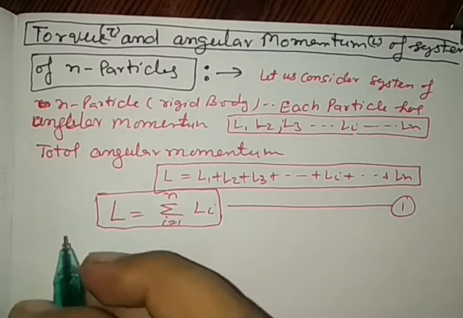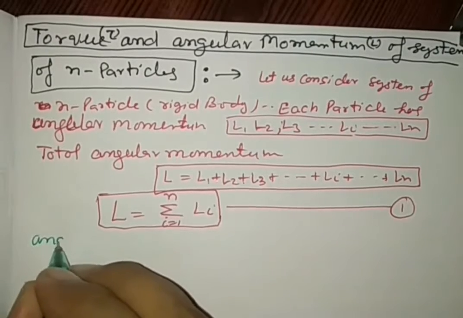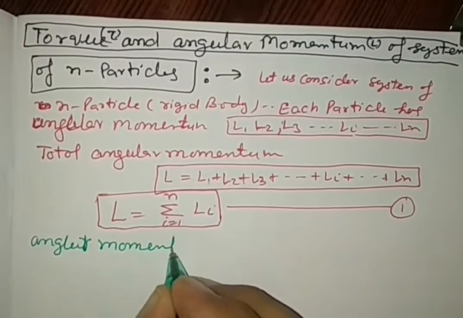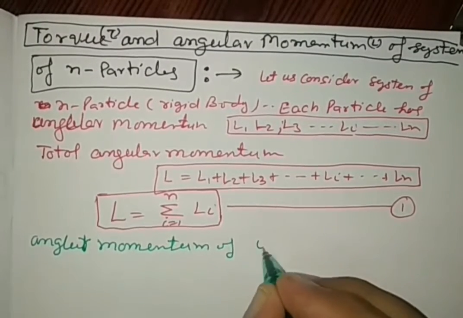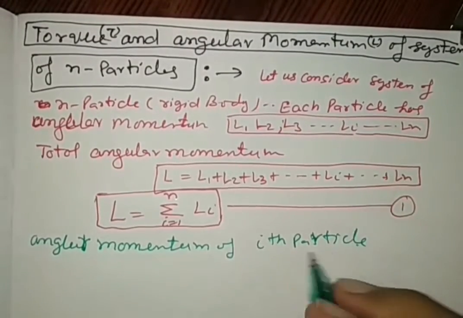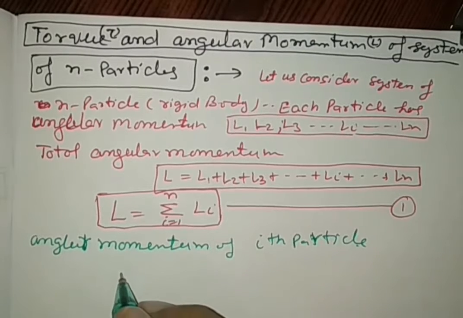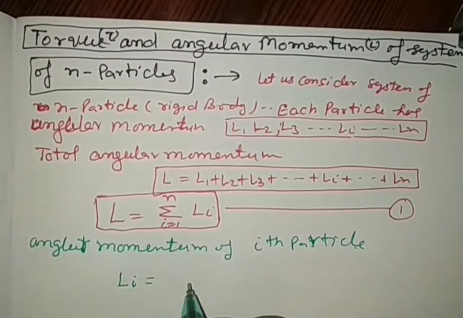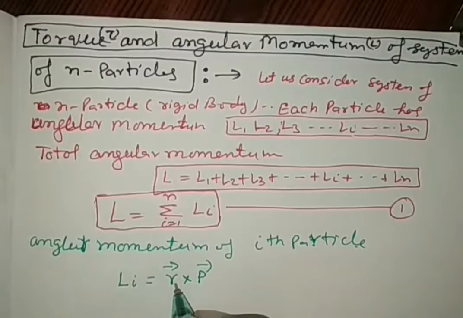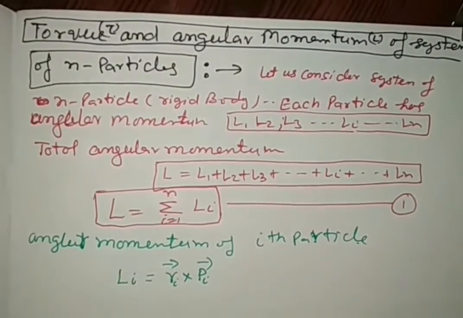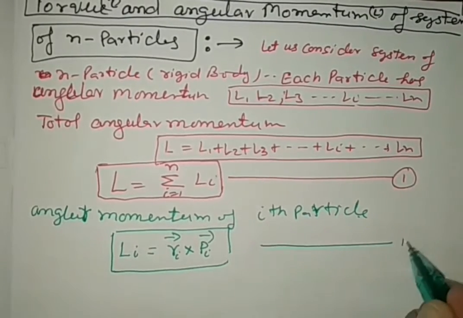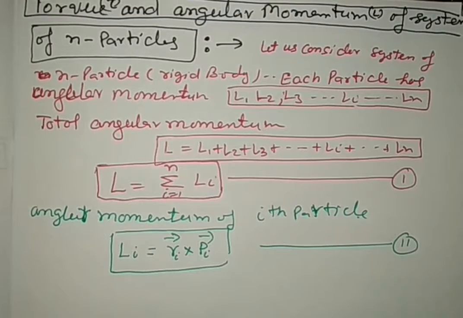Now, if you want to see the angular momentum of the ith particle, it is represented by Li. It is equal to the cross product of two quantities here, Ri and Pi. We are also going to represent it as equation number 2 for each, right?